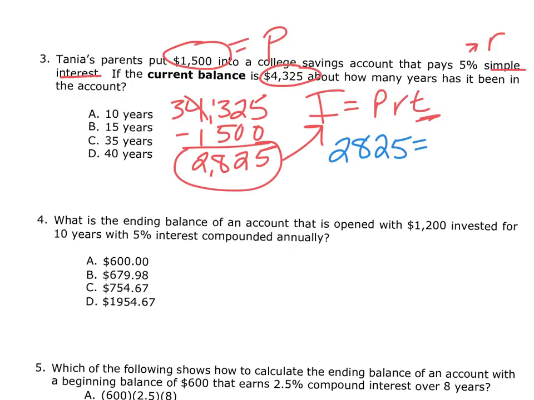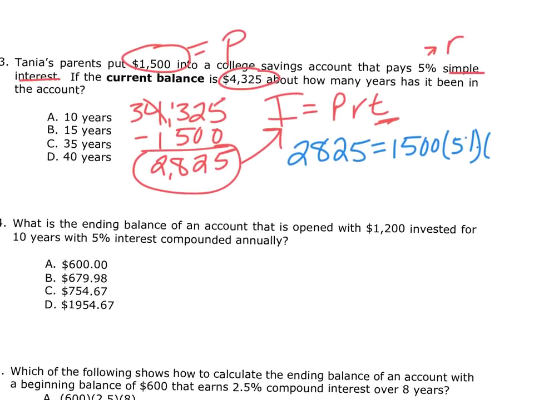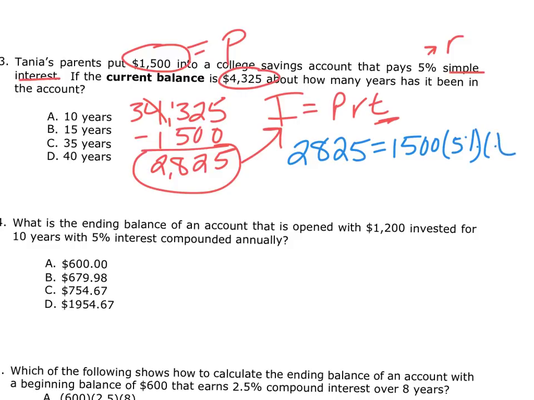2825 equals 1,500 times 5% times T. So I have to figure out what T is. I get 75 times T equals 2825. So it's just a one-step equation. To undo this multiplication, I divide by 75.